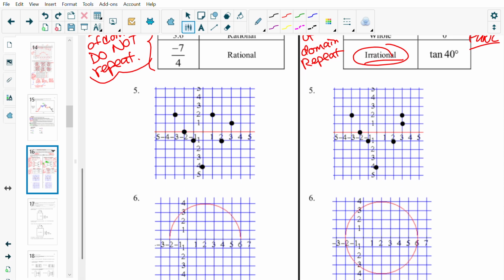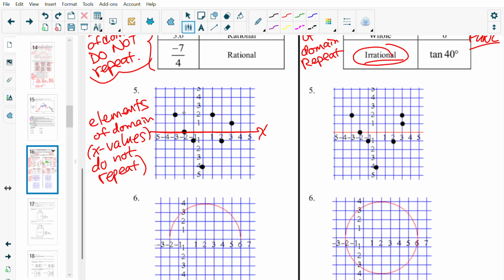How about in graphical format? This is a discrete relation, number 5. I'm just looking at elements of the domain. So I'm looking at x values, not the y values. Look on this axis and look at all the x values. Elements of the domain, the x values, do not repeat.